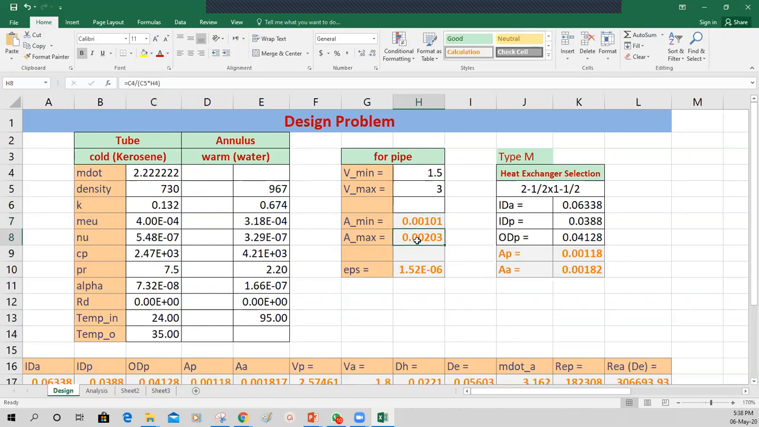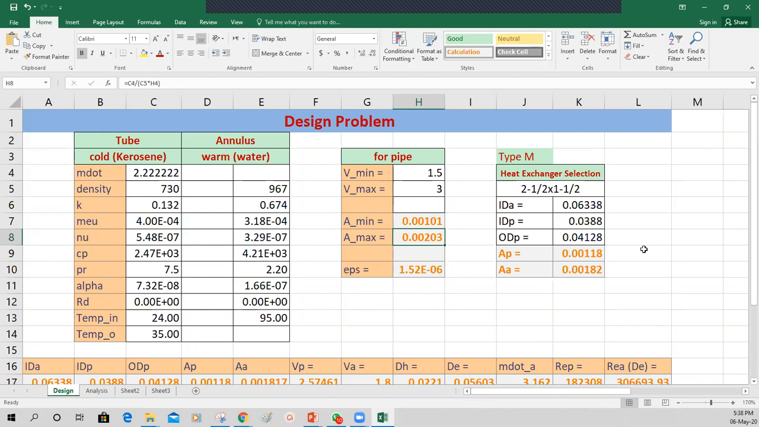And then we can go to the standard tables, and we can see which standard fitting is in this limit. So we found that 1.5 standard is fitting in this limit, because for 1.5 standard, the area was 0.00118, which is within these two numbers. Okay, so now we selected that the 1.5 standard will be for the pipe.